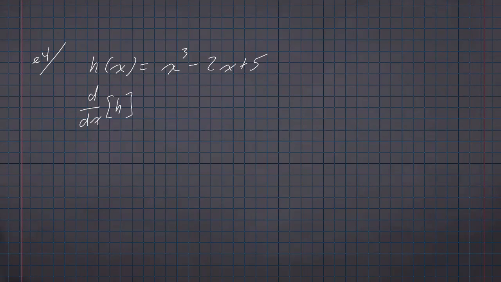I would like you to try the same sort of thing. H of x is x cubed minus 2x plus 5. And I would like you to find the derivative, d dx of h. Take a few minutes, see what you can figure out with that one, and I'll see you in the next video.